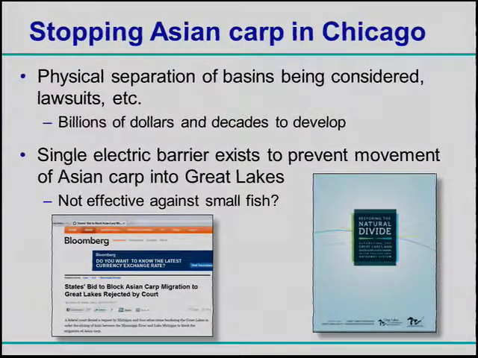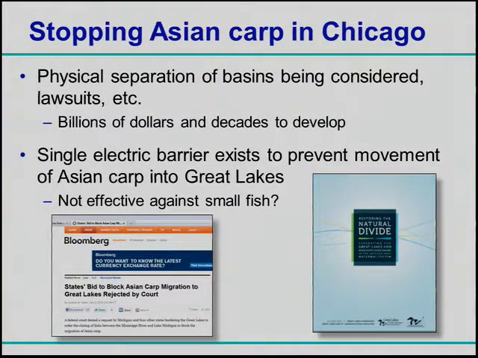The price tag for that is in the billions, depending on whether you want to do A, B, or C, somewhere between $4 and $9 billion, and it's going to take somewhere between 10 to 30 years to institute, if we were to start right now. So no short-term solution there.